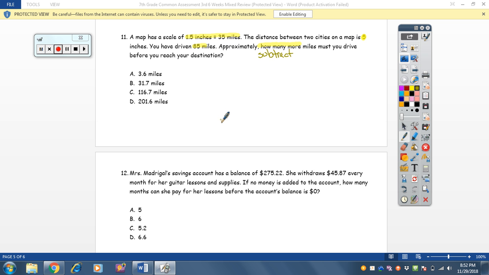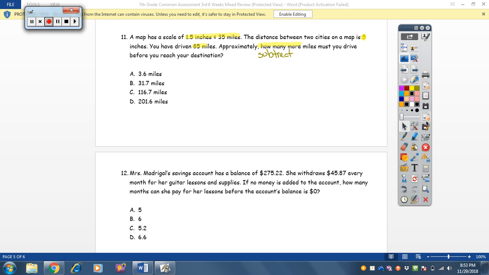So, here's the deal. It says, how many more miles must you drive before you reach your destination? So, you're going to have to start with how many miles total, and subtract how far you've driven. But we don't know how many total miles you have because all you have is a map.